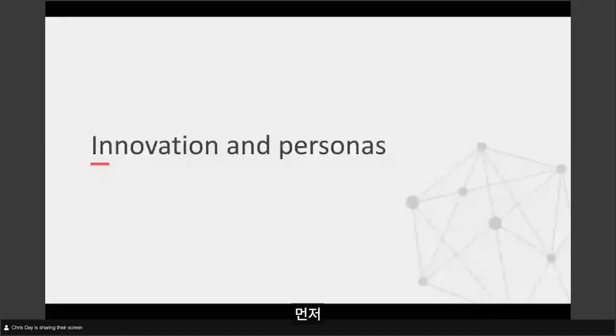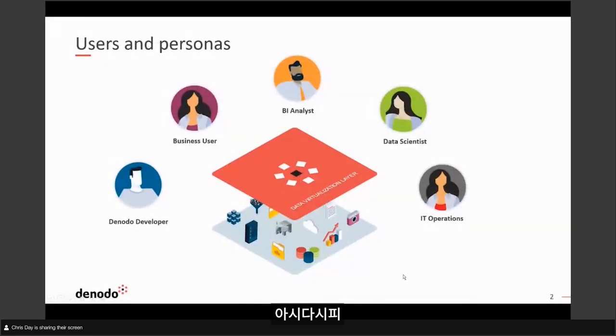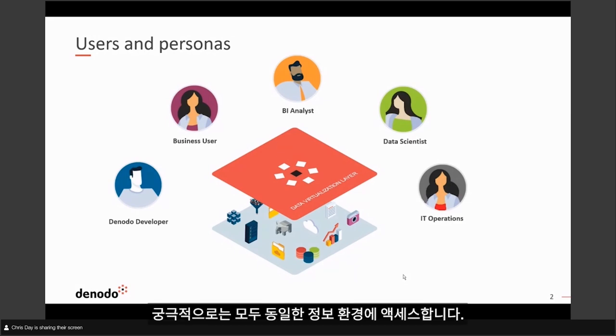The place I'd like to start is talking about the different roles and responsibilities that an organization will have. You'll know yourself that across the organization, you'll have your developers, your business users, your analysts, etc. Each of these people will have different data requirements. They'll have different responsibilities, but ultimately it's all accessing the same information landscape.